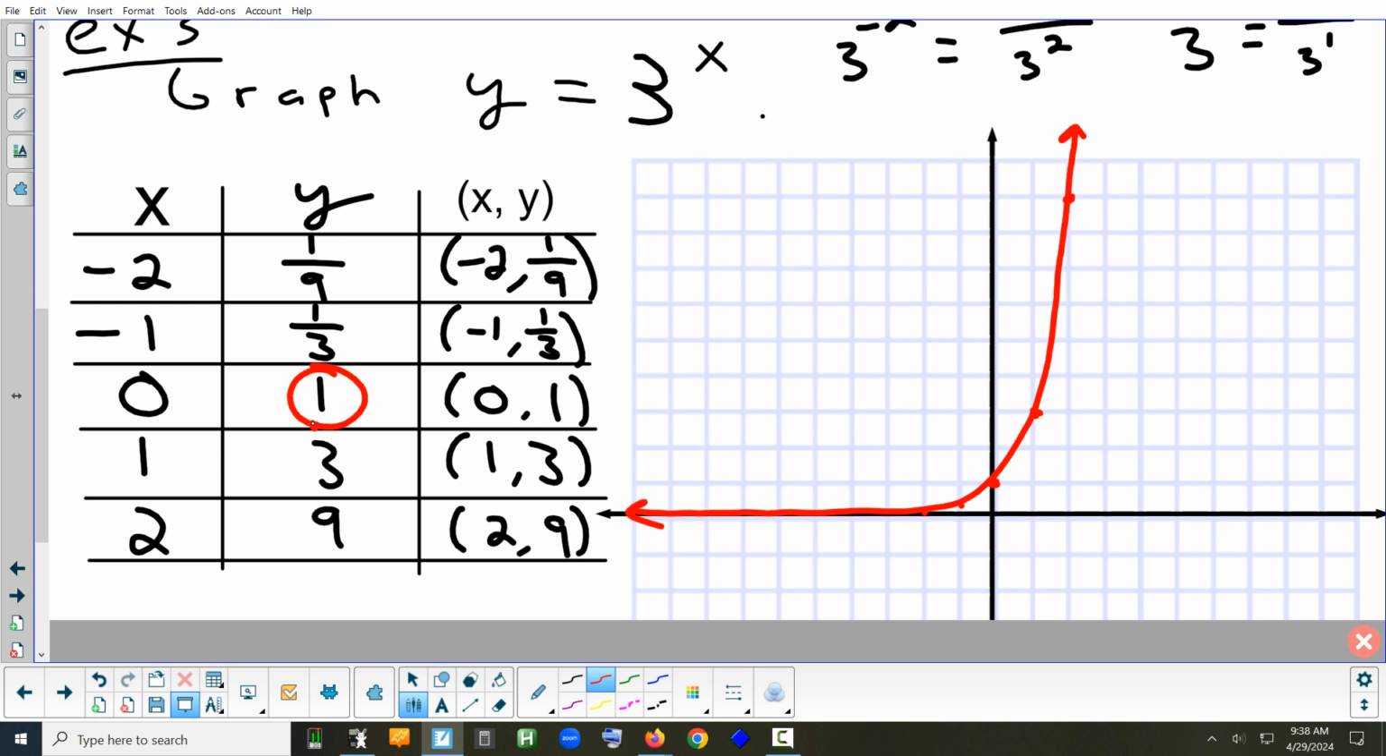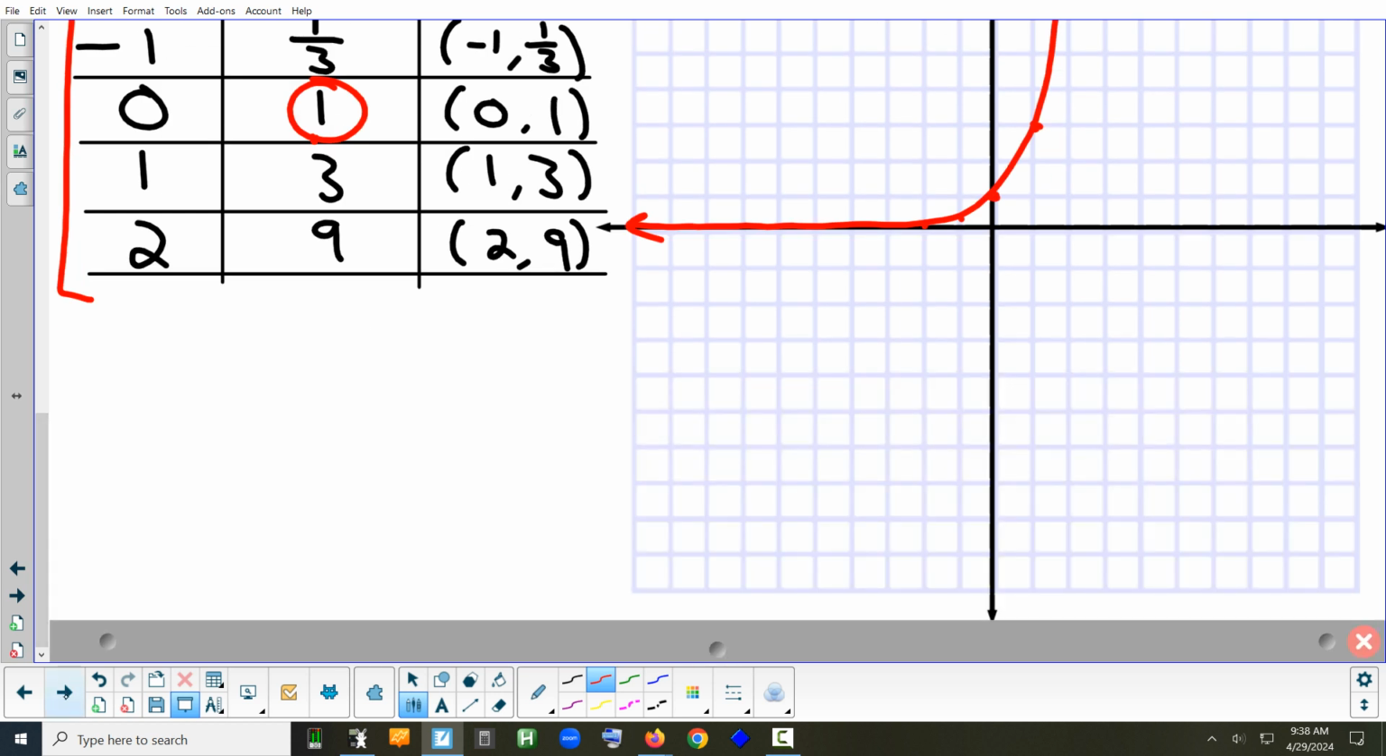All right, any question on that? So that's really all there is to making a graph. You just have to make your table, use those 5 x values each time, figure out your y values. You can use a calculator if you need to, and then graph it once. So that was the second thing.